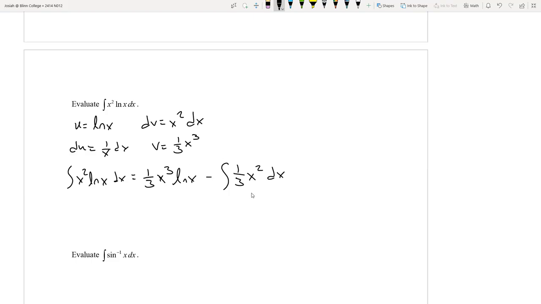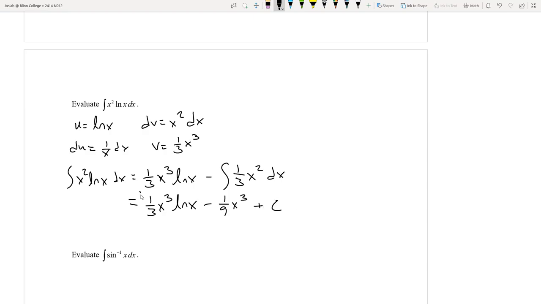That worked out a lot better. And so when we go ahead and integrate, then we end up with 1/3 times 1/3, that's 1/9 x to the third. And then we just add our plus c to the end.